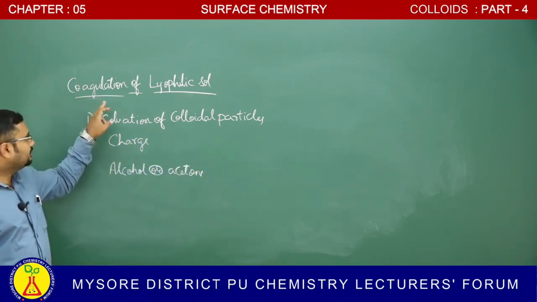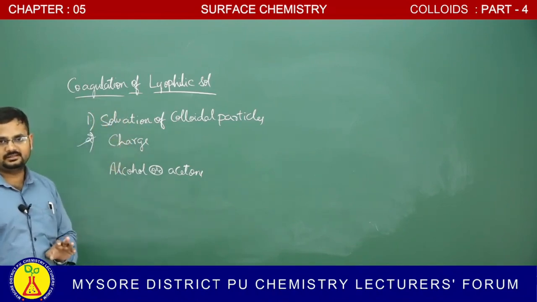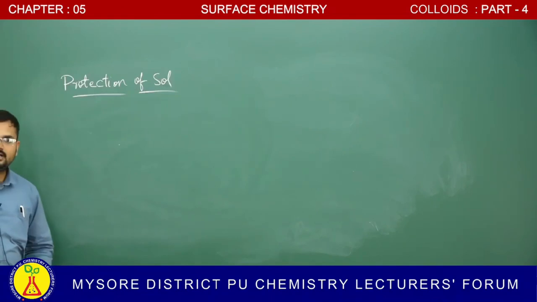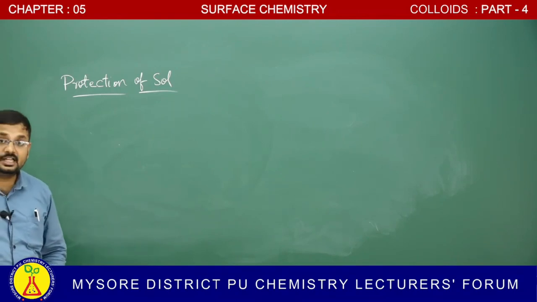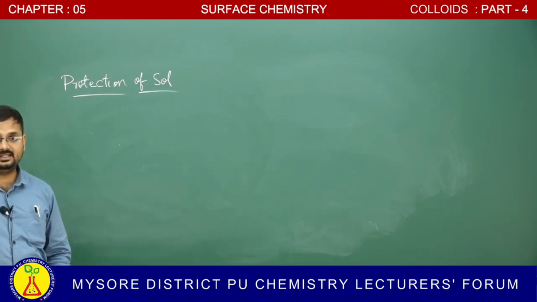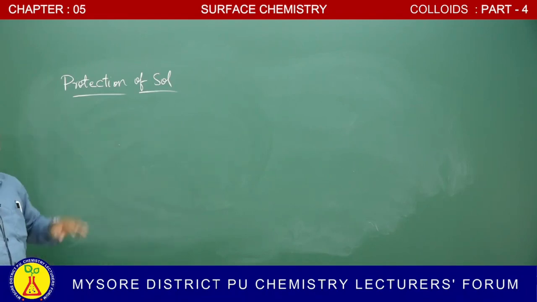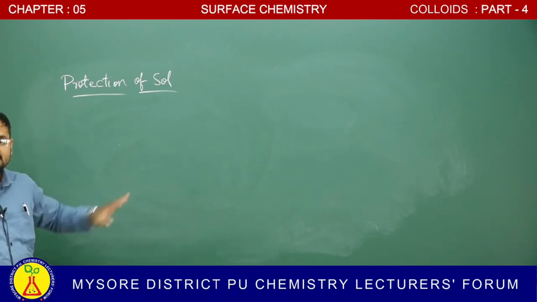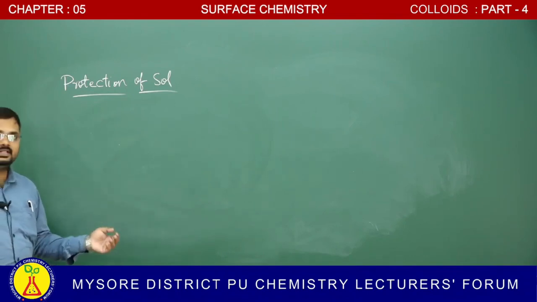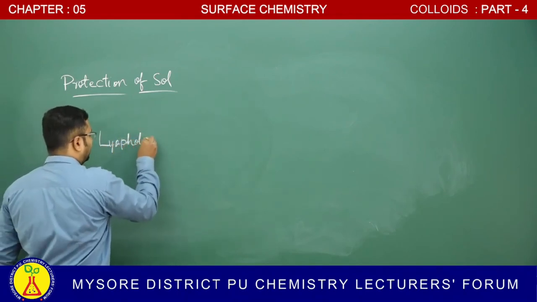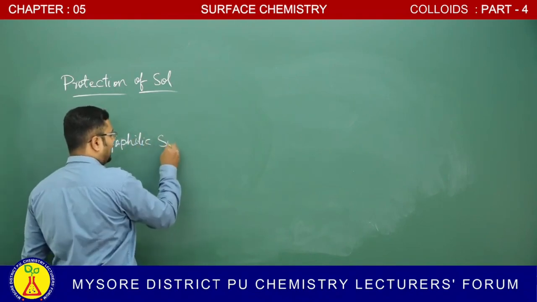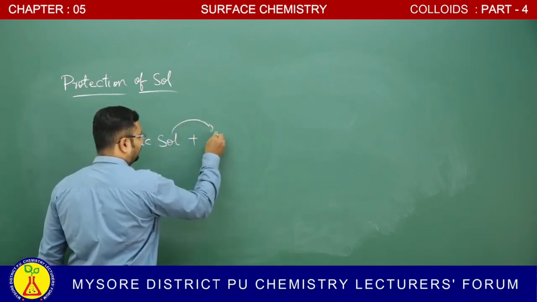So therefore, for coagulation of lyophilic sol, you have two factors. Okay students, protection of sol: you already know that lyophilic sols are highly stable compared to lyophobic sol. They are stable because of two factors, which I have already explained. Now I need to protect this lyophobic sol. How do we protect the lyophobic sol? It is protected by lyophilic sol. So I am going to add lyophilic sol to lyophobic sol.